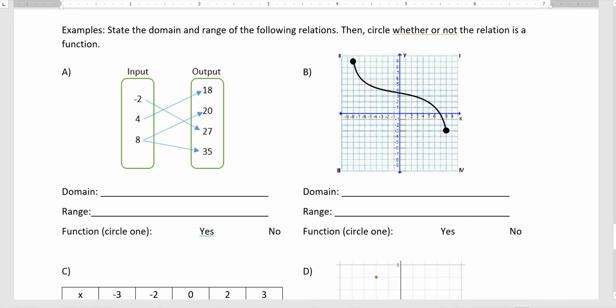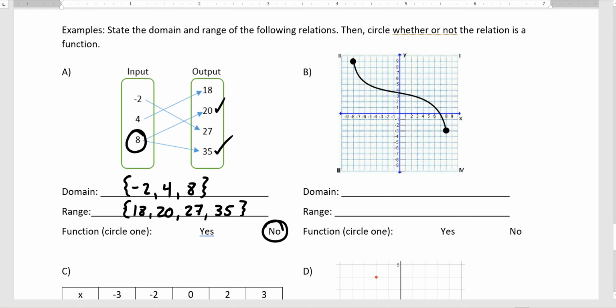All right, let's see how we did here. So domain is my input, so listing those, I'd have -2, 4, 8. Notice this is a discrete function, so I'm just listing the values. My range are my output, so I'd have 18, 20, 27, and 35. So is this a function? Well, notice from 8 here, I have multiple outputs from one input, so no, not a function.